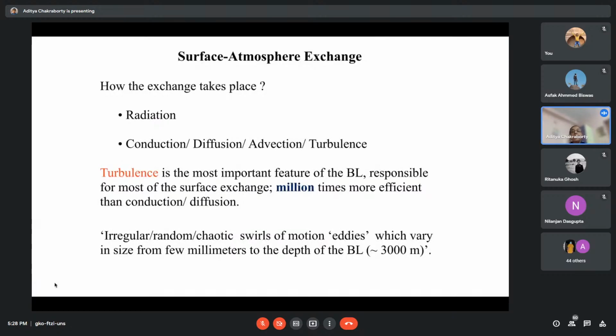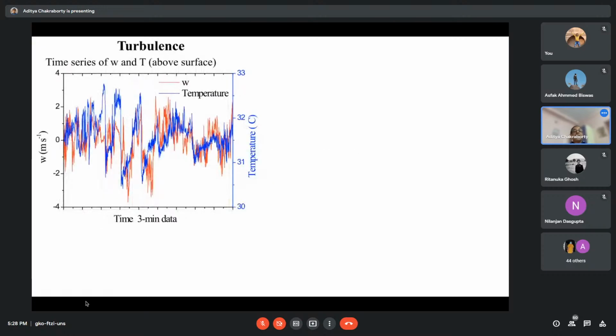Now, turbulence is the most important feature of the boundary layer, and it is actually a million times more efficient than conduction and diffusion. So these processes also exchange carbon, but their contribution is very, very small compared to turbulent processes. That is why we have to understand how turbulence controls this kind of exchange, and in order to quantify the turbulent process, what kind of instruments we need, I will discuss a little later.